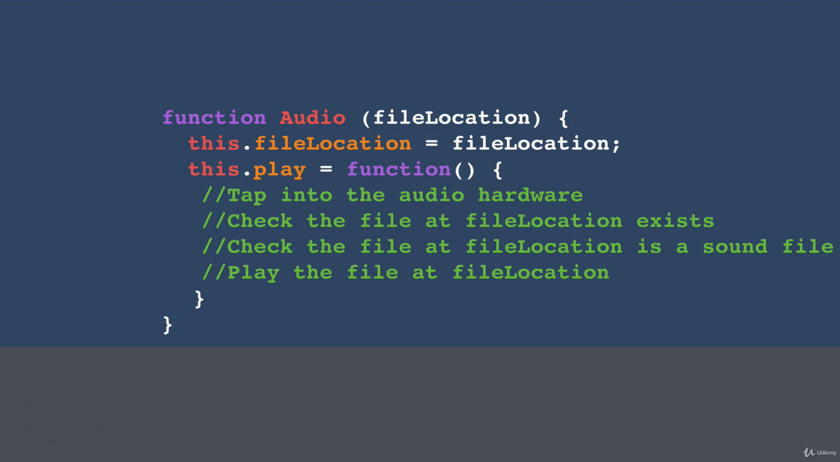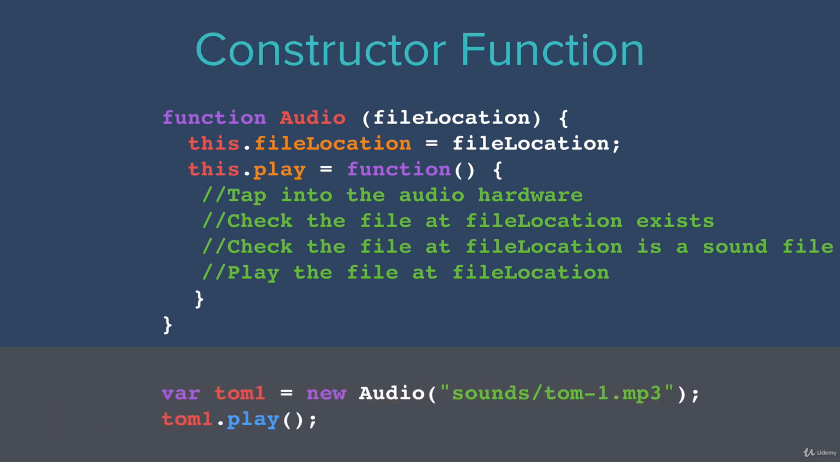And then this constructor function also has an associated method called play. And this play function does a number of things. For example, it might tap into the audio hardware of the computer. It might check whether the file at the file location specified exists. It might check that the file is actually a sound file. And then it might try and play that file at that location. And all we had to do was to use that constructor audio to create a new audio object specifying the location of our audio file. Then we simply called the method that was associated with that new audio object and got it to play that sound.